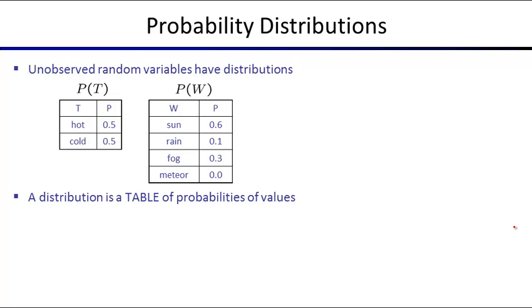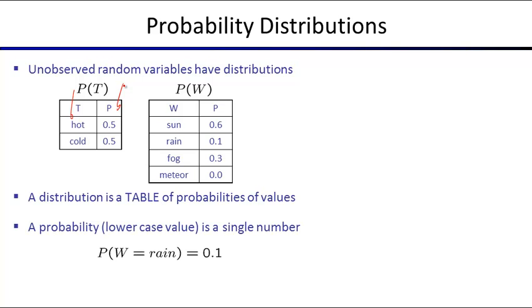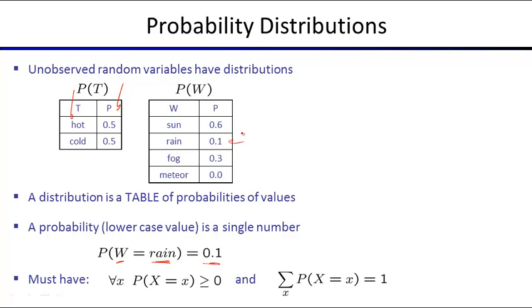All right, so we have distributions. Essentially you can think of them as a table with 2 columns, the values in the domain and the probabilities. The probability for a particular entry is written this way. The probability for weather to be equal to rain is 0.1, this entry over here. Properties: every entry has to be bigger than or equal to 0, and all entries have to sum to 1. Otherwise, it's not a probability distribution.